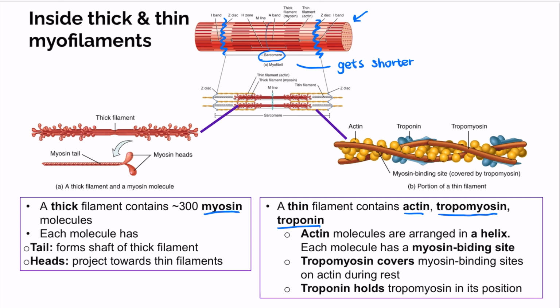And for the thin filament, we have actin, which is really attracted to myosin, wants to bind to myosin. But its myosin binding site is covered up by this orange rope called tropomyosin. And then troponin is the blue balls that control where the tropomyosin rope goes. And by the way, all 4 of these, actin, tropomyosin, troponin, myosin, they're all proteins. This is why eating protein is important for muscle building.